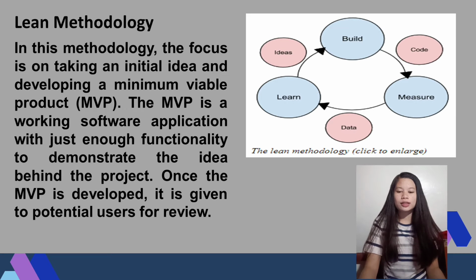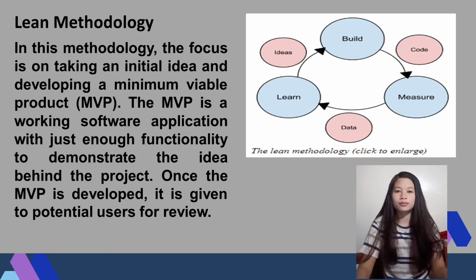Lean methodology. In this methodology, the focus is on taking an initial idea and developing a minimum viable product (MVP). The MVP is a working software application with just enough functionality to demonstrate the idea behind the project. Once the MVP is developed, it is given to potential users for review.